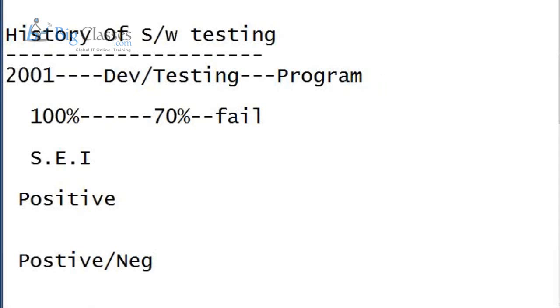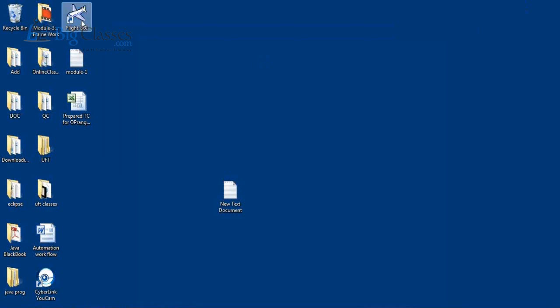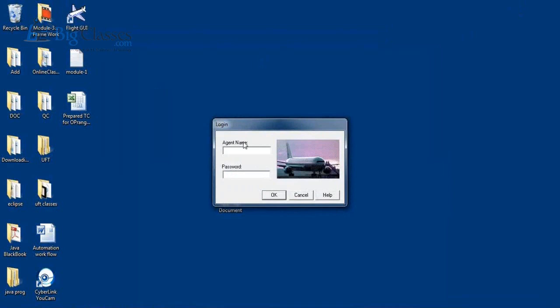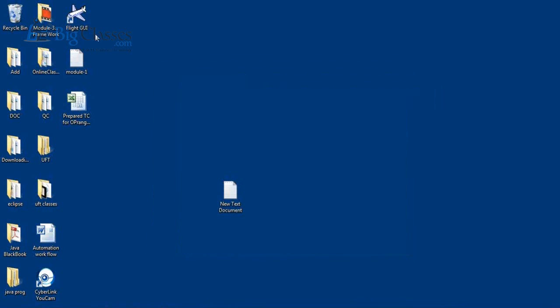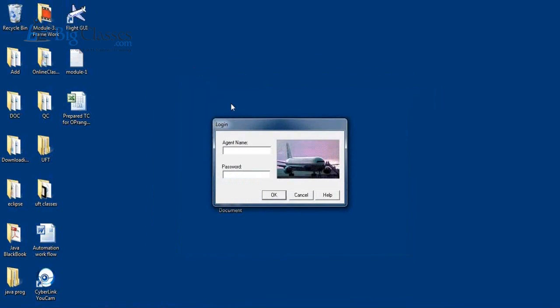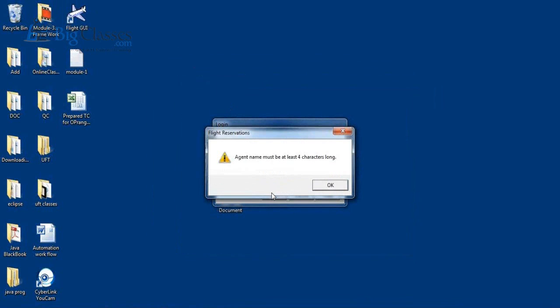Small example, guys. Let's open one small flight application. See, I am entering the valid agent name, valid password. Click on OK. So I am checking whether the application accepts these inputs, whether the application works or not. This type of testing is called positive testing. And let's open the application again. I am entering an invalid agent name and invalid password. Now, does the application reject or not?